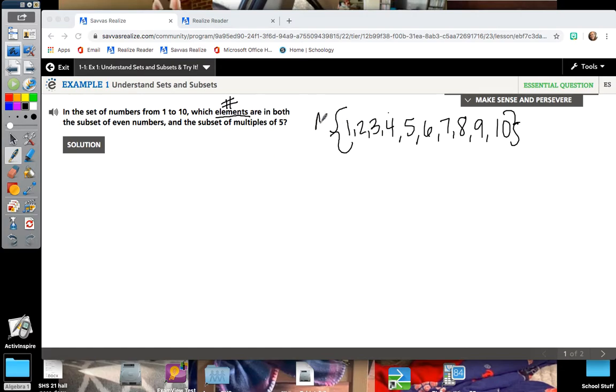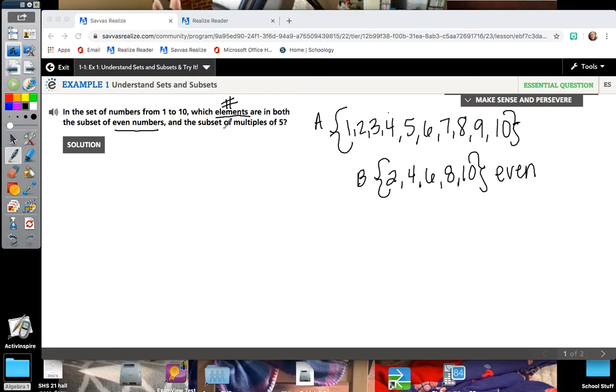So I'm going to call this set A. And then I'm going to give us another set, and I'm going to call it B. What would be in a subset of even numbers? So for even numbers, which ones out of here are even? Well, you have 2, 4, 6, 8, and 10. So out of that top set of numbers, we have a subset of just even.